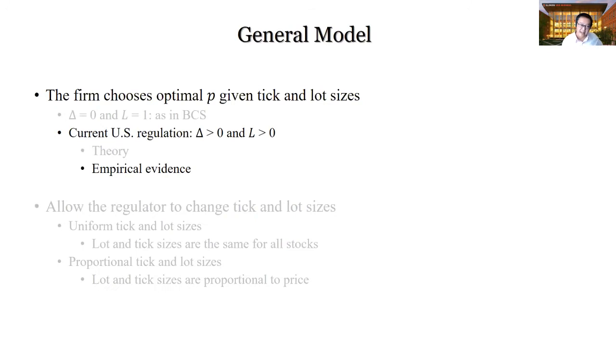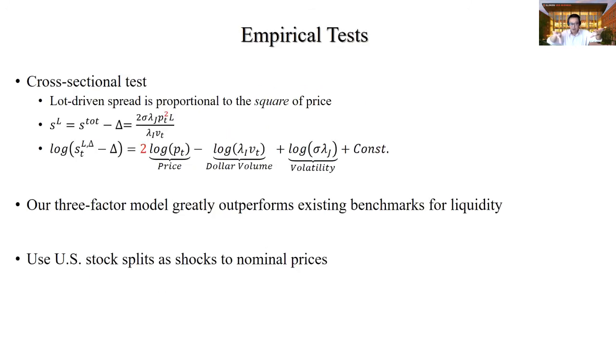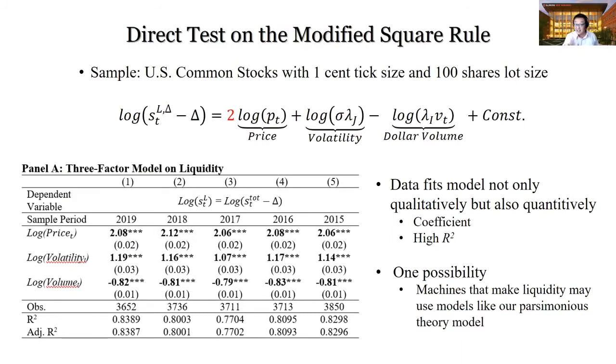Okay, so now let's go to the empirical evidence. First, we do cross-sectional: how much can our model explain cross-sectional variation in beta spread? Then we show our 3-factor model greatly outperforms existing benchmarks for liquidity. And finally, we use US stock splits as shocks to nominal price. I just write my model exactly, expanded: beta spread minus 1 tick should equal 2 multiplied by the log price and the log volatility. Volatility has 2 parts, size of jump and intensity of jump, and also dollar volume.